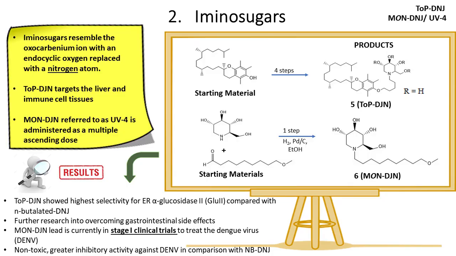Aminosugars are able to mimic the transition state by having a nitrogen atom in place of an endocyclic oxygen. Two compounds were analysed, Top-DGAN and UV4. Top-DGAN is a derivative of 1-deoxynojirimycin, and it showed high selectivity for the endoplasmic reticulum and is also a promising lead. UV4 is currently in stage 1 clinical trials to treat the dengue virus and is also known to be non-toxic.